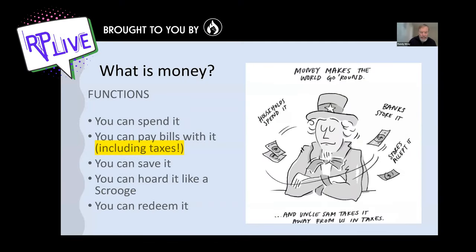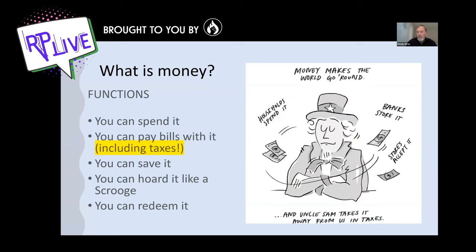Let's begin the way that you usually do in an economics course, but it also makes sense. When we talk about what is money, generally you begin with the functions. What can you do with money? Well, you can spend it. We call that medium of exchange in our economics classes.